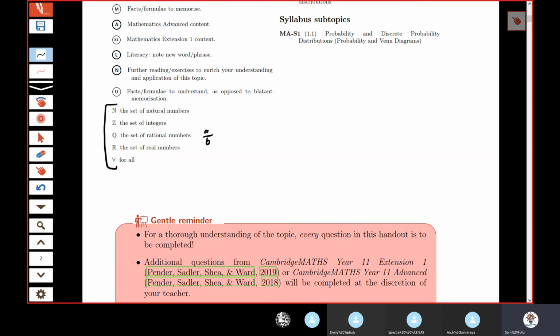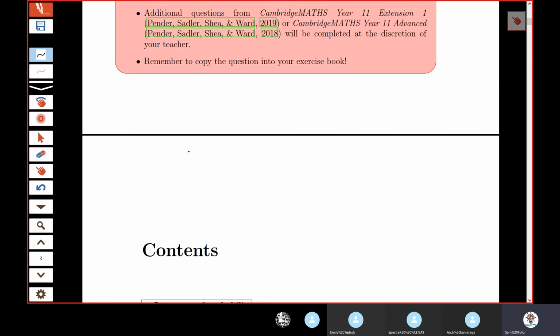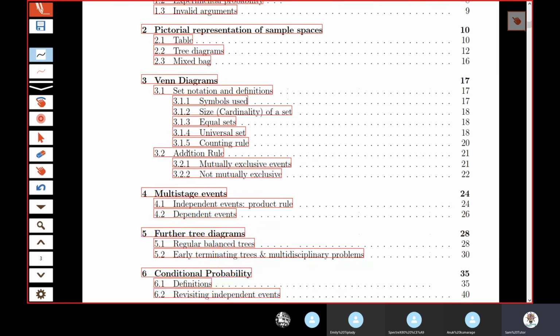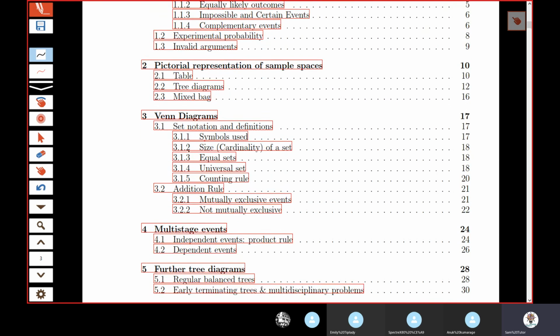It's just good to get used to. You will see this a little bit in probability. We won't use them much, but it's good to get used to it in case you come across it in your textbooks. At least you've got a heads up on it. So: integers, rational numbers, real numbers, and natural numbers. All right, let's look at what we're trying to cover.